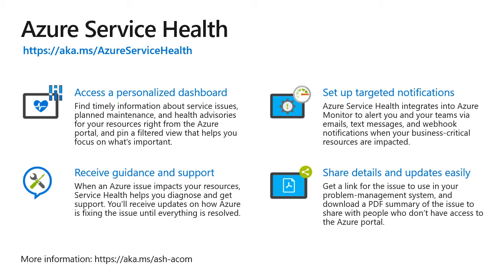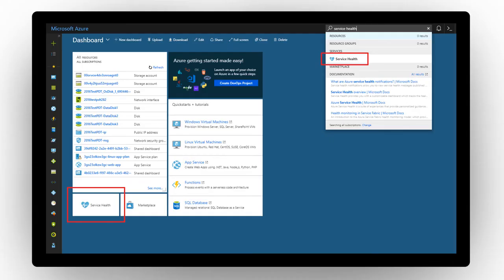You can also set up targeted notifications, like alerting your teams via emails or text messages in case something goes down. And you can share details and updates easily because you can download details and uptime or downtime reports via PDF. So to access Microsoft Azure Service Health, just look for Service Health.